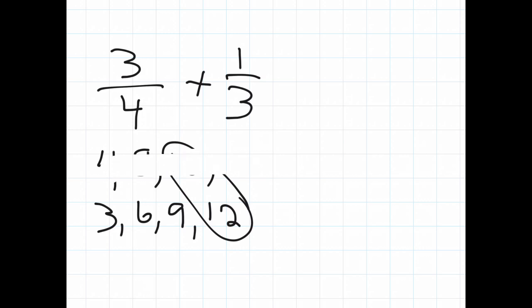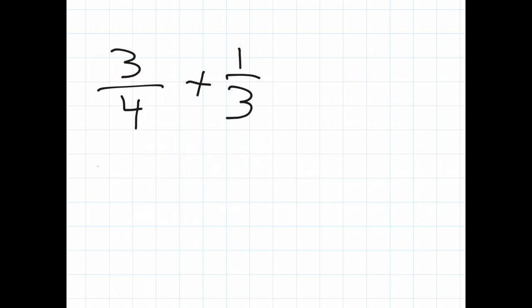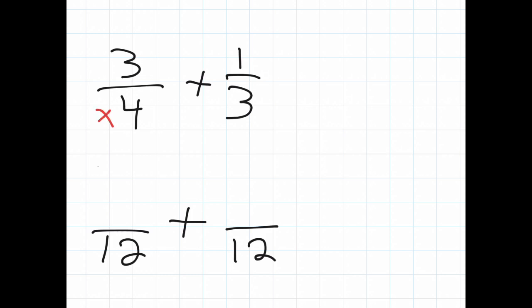So we take 12 as our denominator. We know that's what we're trying to get to. We're trying to get to 12 on the bottom here and a 12 here. How do we do that? Well, what we're going to have to do is multiply 4 by something. That 4 times 3 gives us 12.